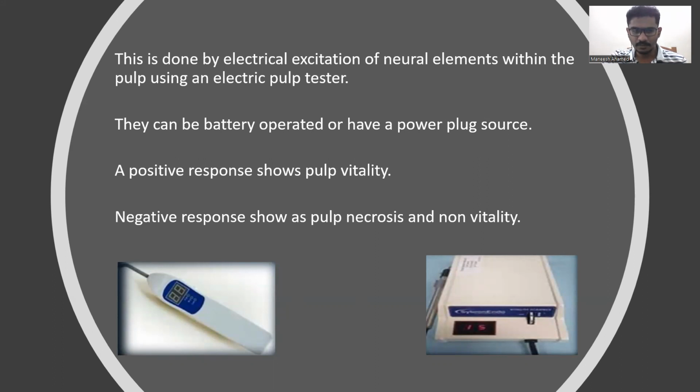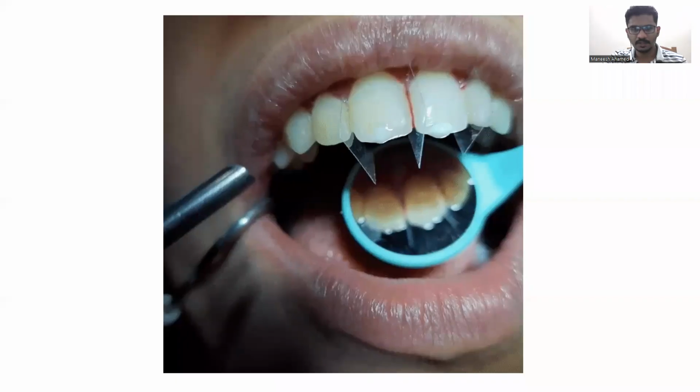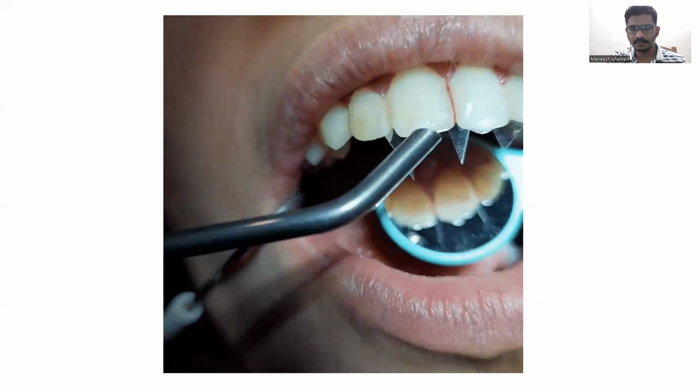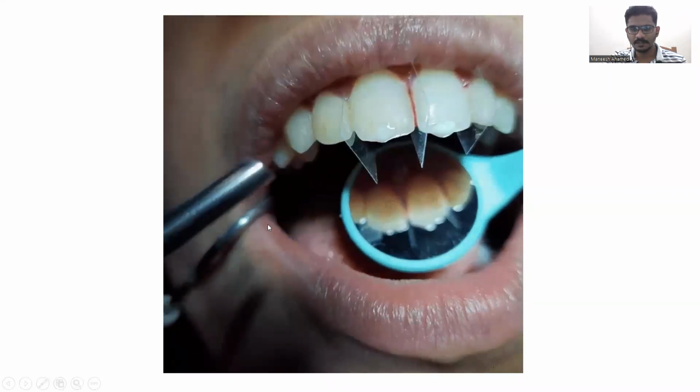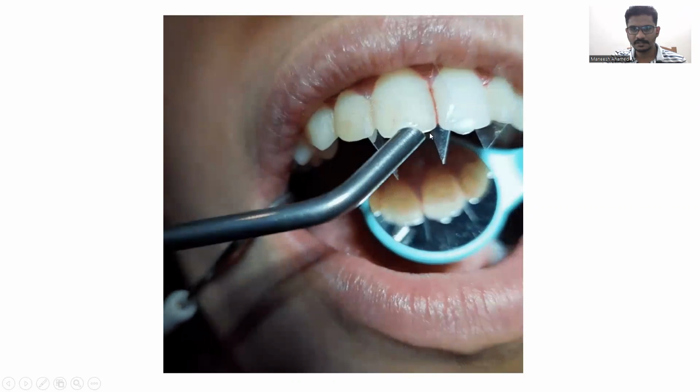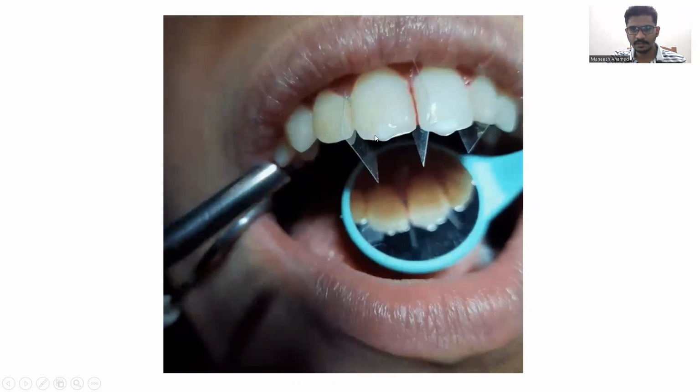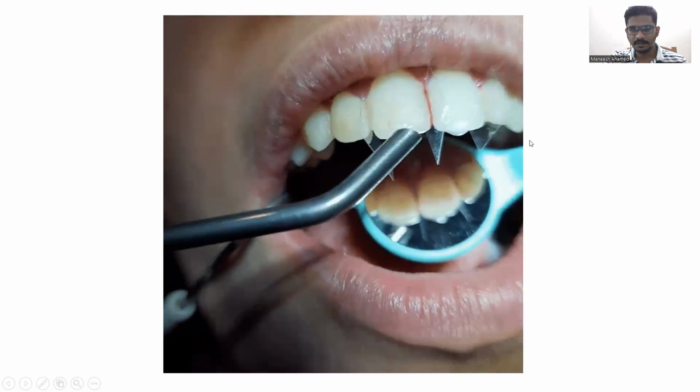If the tooth is not responding to any amount of current, we can conclude that the tooth might be necrotic. So this is how the test is done. We place the tip of the instrument here on the incisal edge of the tooth. We will use an electrolyte in order to facilitate the pass of current.